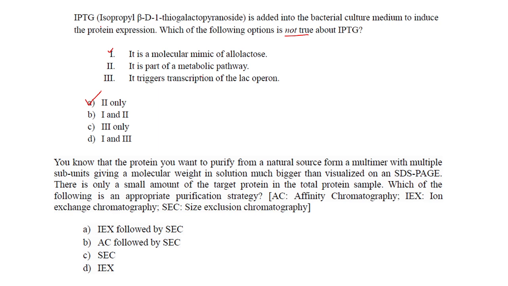But now the concept of affinity column used over the ion exchange column comes. Ion exchange chromatography is a better capture technology than affinity chromatography. So you can use that before using ACC. So IEX followed by ACC.